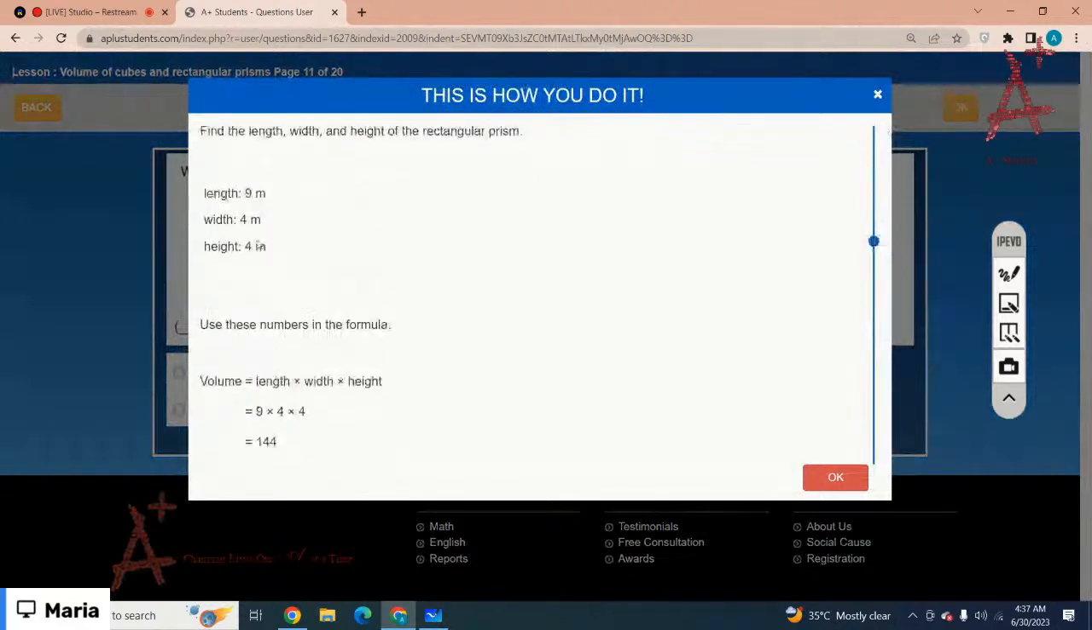Okay, you can see here you are given a different option, different measurements. 9 times 4 times 4. So it would be 4 times 4 is 16. And 16 times 9 is 144. So the correct option is 144.